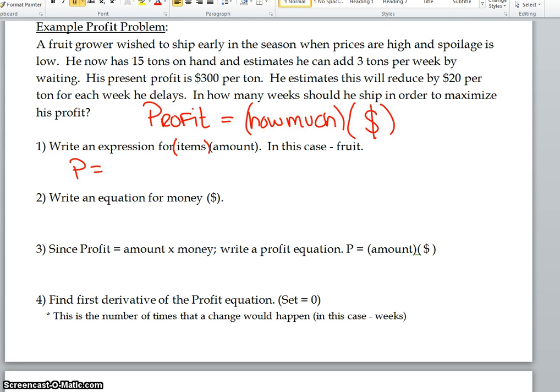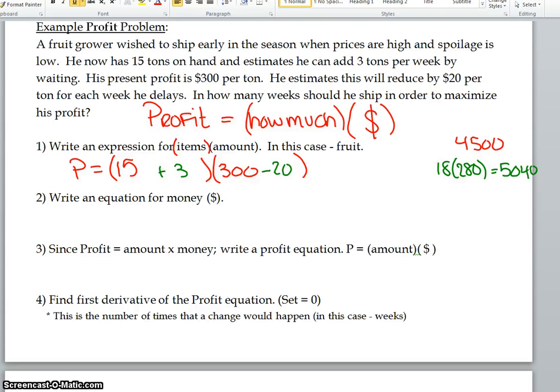So what we can think about is my profit right now, today, would be 15, that's how many tons I have, times the 300, which would lead me to $4,500. Now, if I wait a week, I'm going to be able to add 3 more tons, but the price is going to go down $20. So then I would have 18 times 280, or $5,040. And I could do that again.